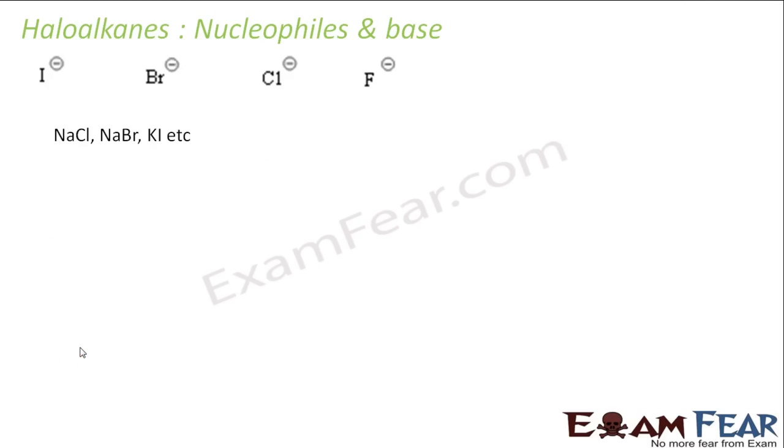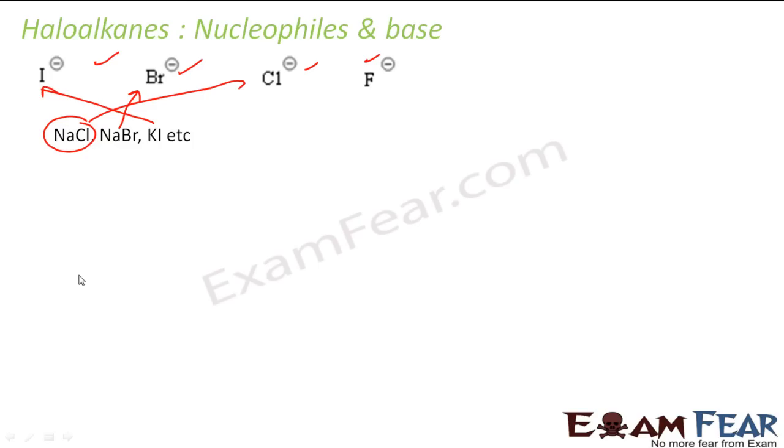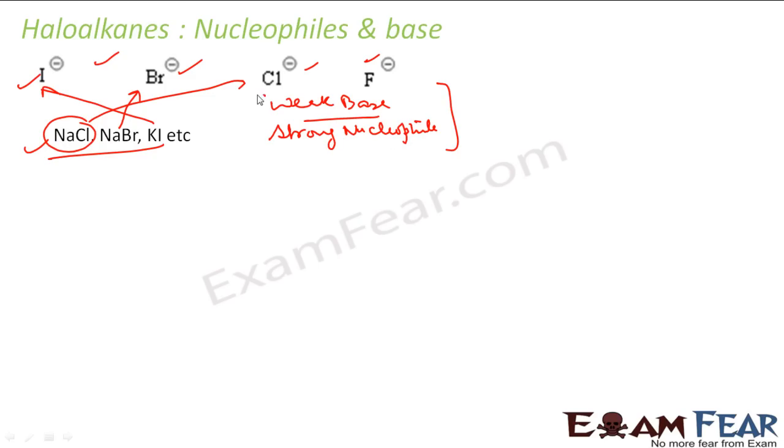Let's take more examples. Talk about I-, Br-, Cl-, F-. You get all these from, for example, NaCl will give you Cl-, NaBr will give you Br-, KI will give you I-. So these are the compounds which give you I-, Br-, Cl-, F-. In these compounds, they are all weak bases, we know this. But they all have a negative charge, so they are strong nucleophiles. Correct? So these are examples which are weak base and strong nucleophile.